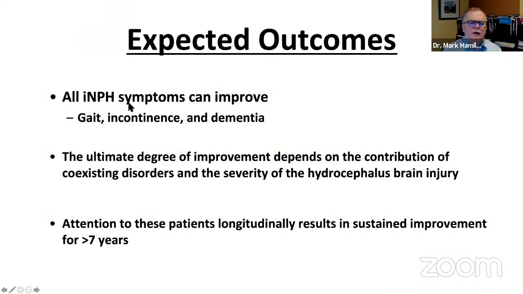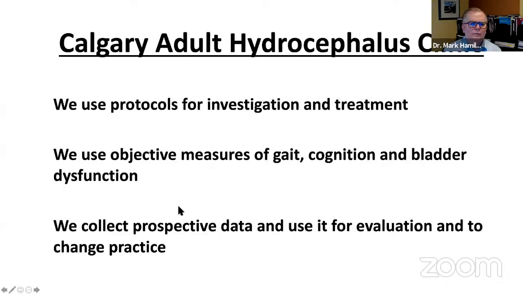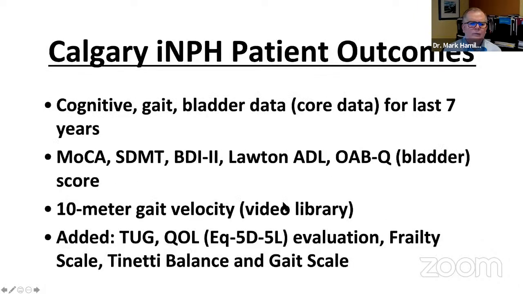I think that all symptoms can improve. Gait is probably the most rapid to improve. Incontinence can improve. The ultimate degree of improvement is going to depend on how badly damaged the brain is, how much damage hydrocephalus has done. And you need to follow these patients long-term, and we have good evidence now about long-term effects. So what we do in our clinic is we use those protocols, we use objective measurements for gait, cognition, and as much as possible for bladder. And we collect prospective data.